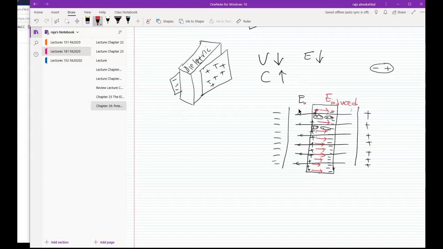So now, if I ask the question, what is the overall net electric field on the capacitor with the dielectric? Well, it's just going to be the difference, because remember, this induced field is in this direction, from left to right, where the original is from right to left. In other words, the induced electric field will also oppose the already existing electric field. So the net is going to be the difference between those two electric fields.